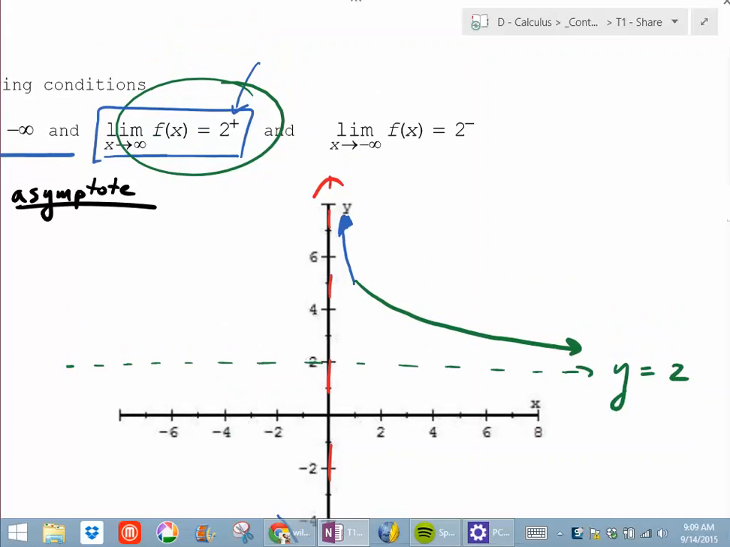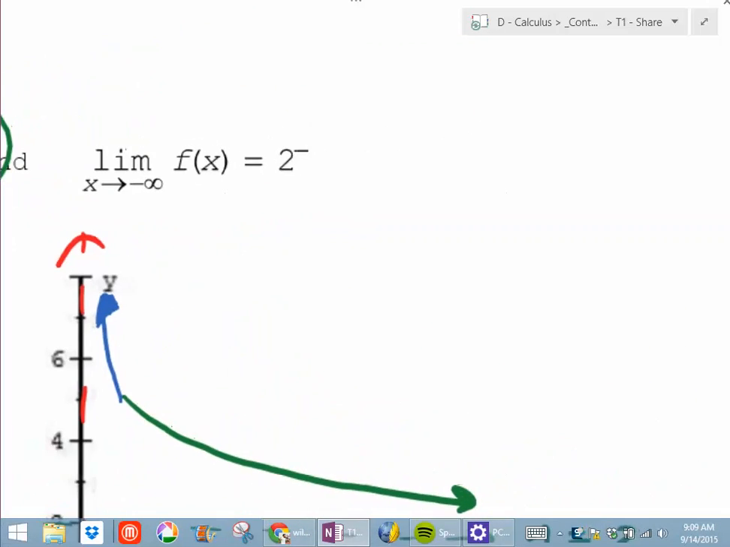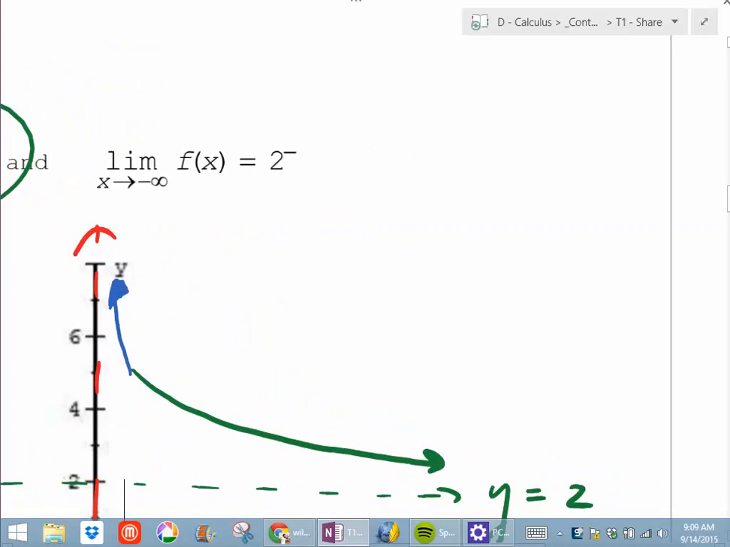What does the next one say? What's the only difference here? As x goes to negative infinity, what does the function approach? 2 from the... And it's interesting. Since it's the output, it's going to be 2 from the bottom. Because this is an output value, right? Output values are y values. So this means 2 from the bottom.